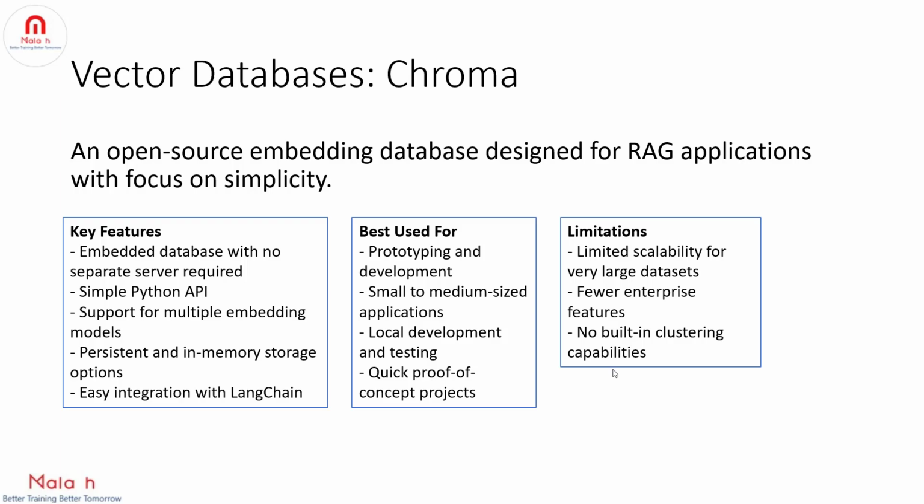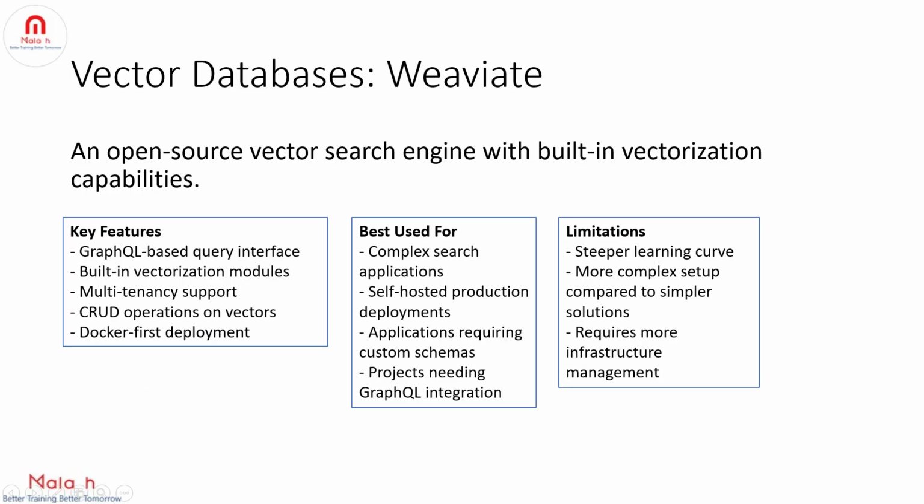And it has fewer enterprise features, and there is no built-in clustering capabilities, right? You know clustering, right? So clustering is a machine learning technique that uncovers patterns hidden within the data, right? So if you use Chroma database, we don't have built-in clustering capabilities, right? And the next one is Weaviate.